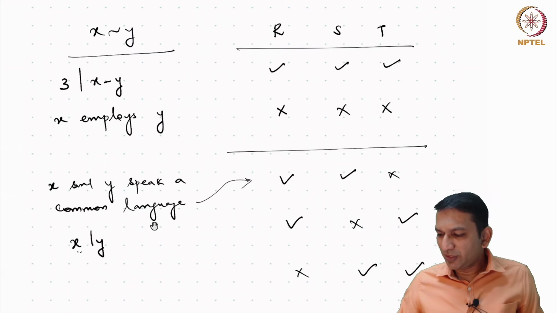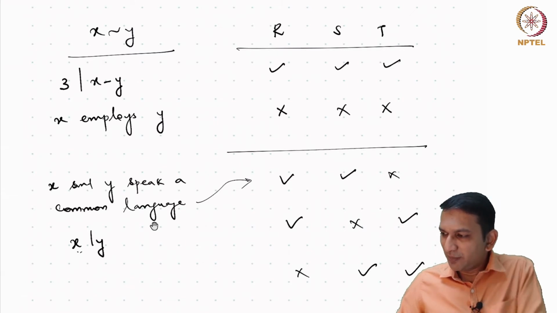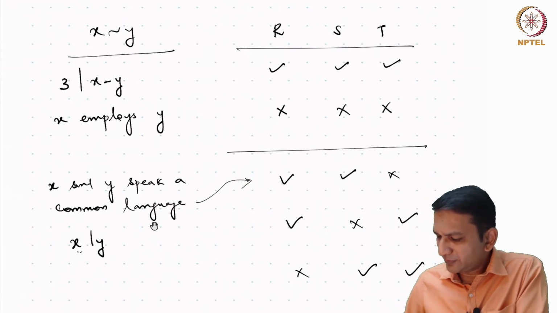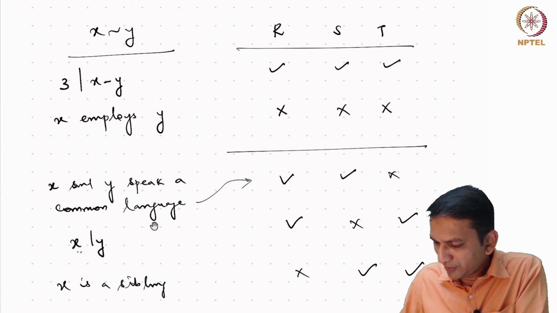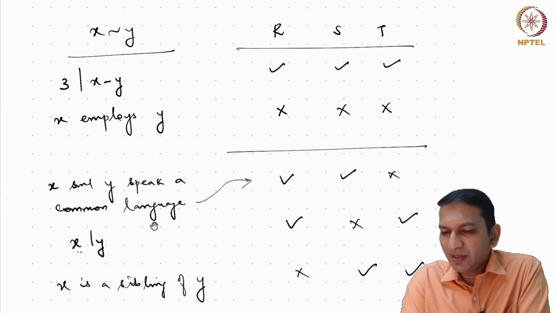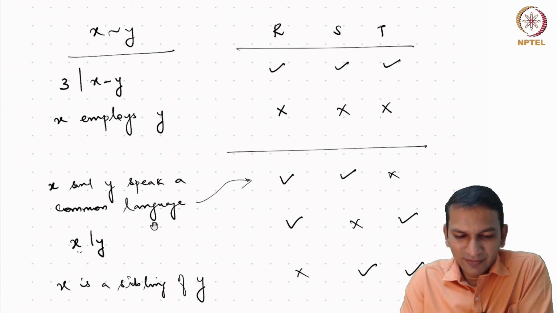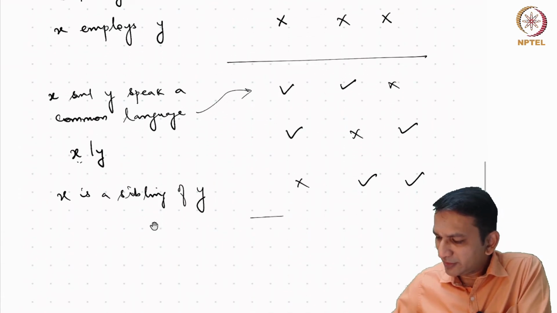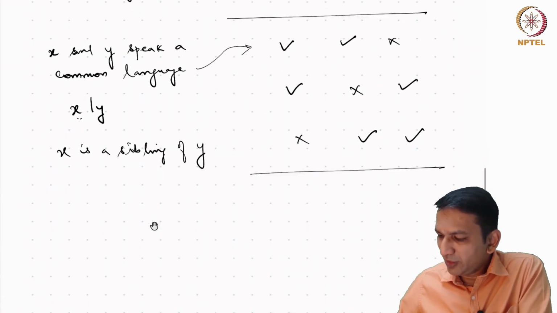Now, what about a relation which is not reflexive but symmetric and transitive? Perhaps you could say x is a sibling of y. So clearly, it is not reflexive, symmetric, and also transitive. Finally, let's look at relations which satisfy only one of these properties.